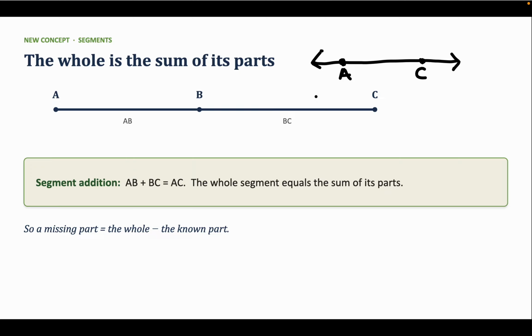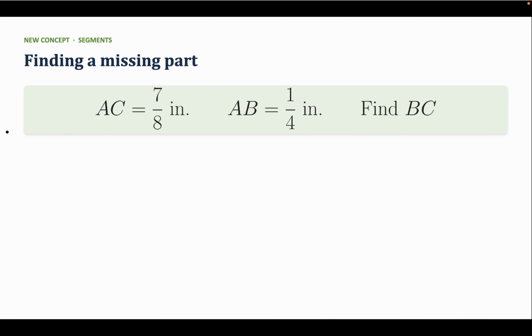So a missing part, let's say that we know the length of the whole thing, and we know maybe one of the parts, but we don't know the other. We're trying to find the other. We can always subtract the whole length minus the one part that we know to get the missing part.